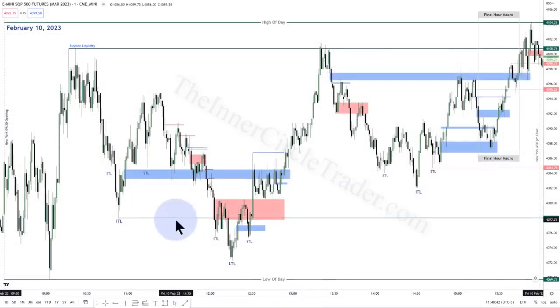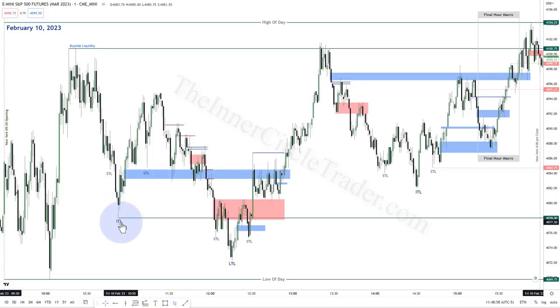All right, just a real quick follow up on what I was showing you on the Twitter space today. We have a low, a higher low to the left of it, and a higher low to the right of it. Why am I using this one and not that one? Because this one went lower.